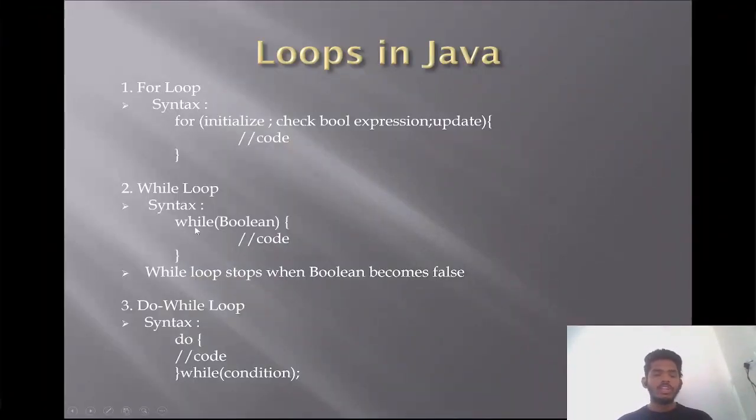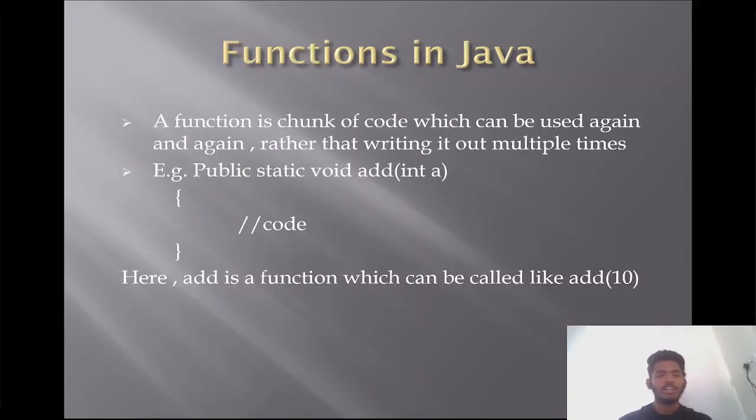In the while loop, the syntax is while, and we check a boolean expression, and we can perform any operation inside. The while loop stops when the boolean becomes false. And similarly the do while loop. The do while loop will execute one time, and after that it will check the condition.